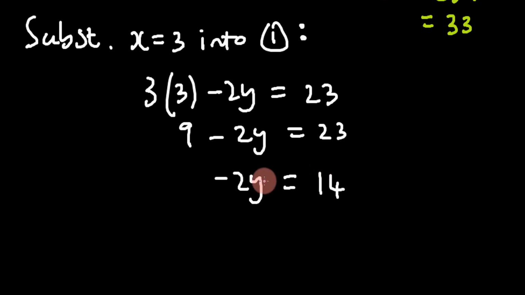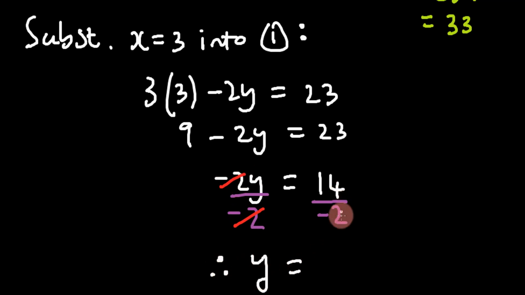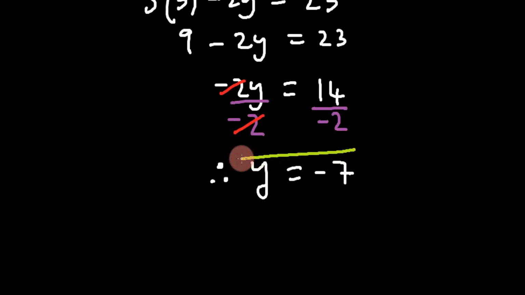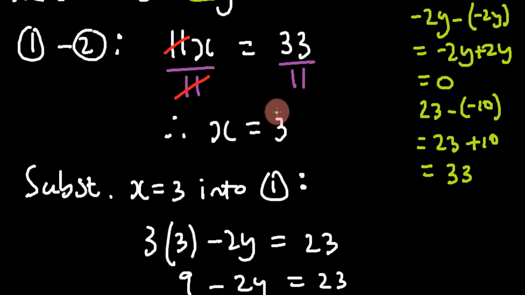And we can solve for y by dividing both sides of the equation by negative 2. The negative 2's will cancel here. And we have y equals 14 divided by negative 2, which is negative 7. So now we have both the values: y is negative 7, and x is 3.